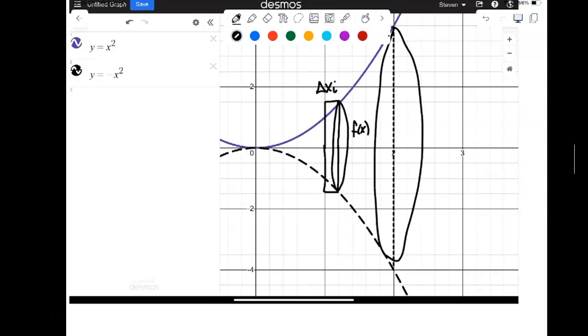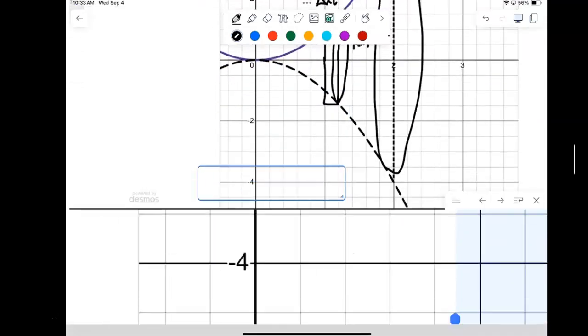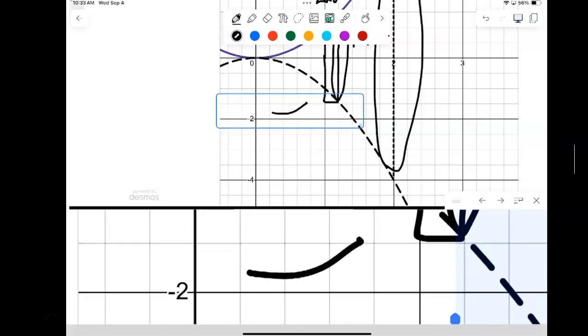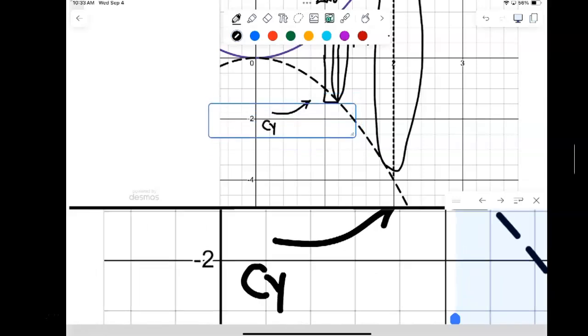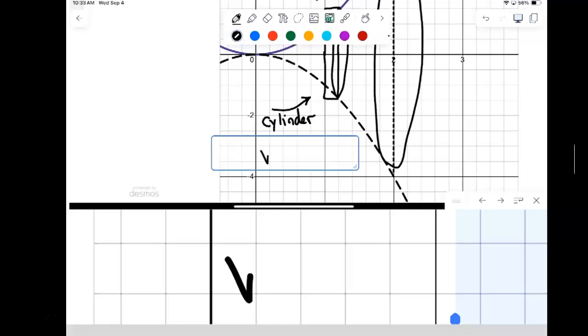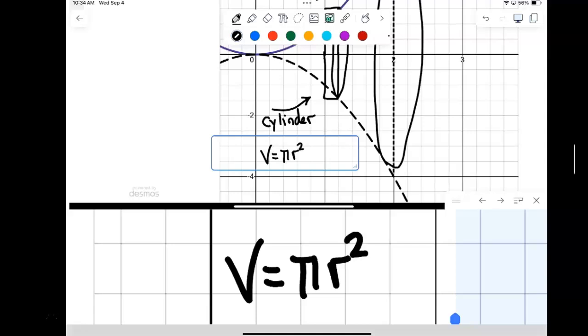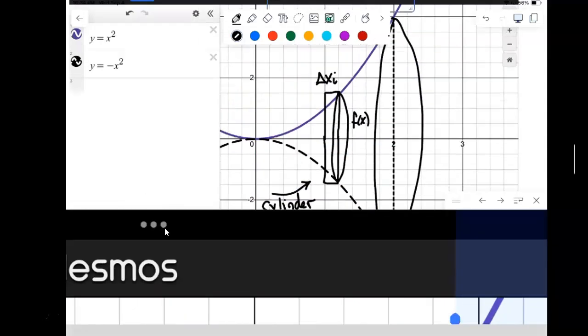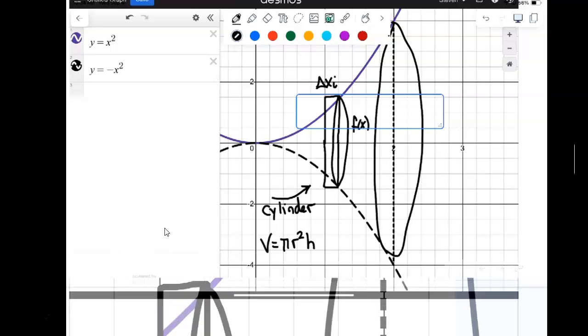So we end up generating this cylinder, and that's going to be our approximation step. Well, the volume of a cylinder from geometry is pi r squared h. So what we need to do is derive a formula now for the volume of this solid, or any solid. And we're going to approach it from this visual picture here.